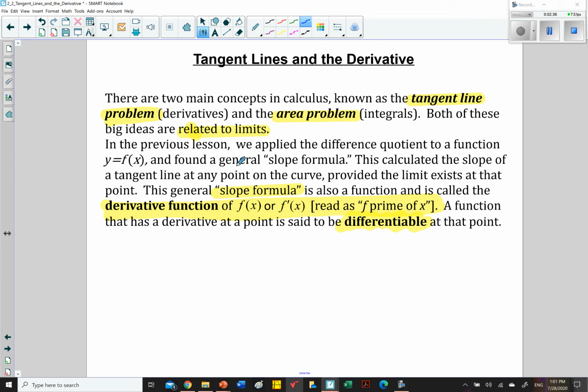So last time we discussed and developed a slope formula using the difference quotient. And we said that that general slope formula would be called the derivative. And that formula is a function itself. And we're going to write the notation f prime and read that f prime of x. And we're going to see today that if a function has a derivative at a point, we say that that function is differentiable at that point.